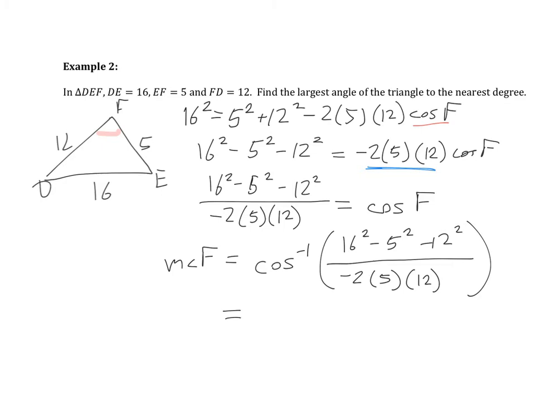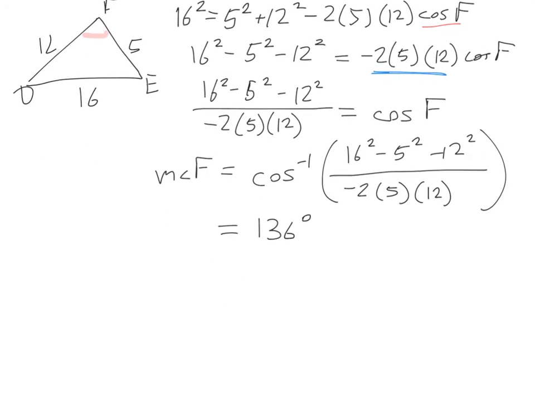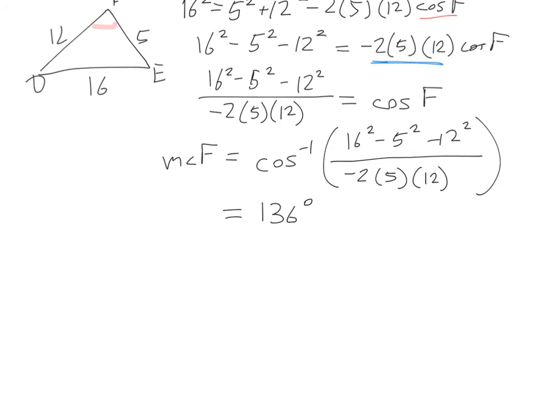The measure of angle F, when we get this, is 136 degrees. That's when it's rounded. It's about 0.468, so you round down. So make sure that you're doing this helpfully on your calculator and you're not increasing your amount of work.